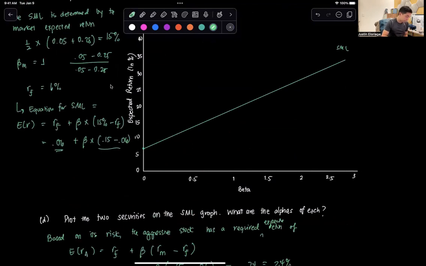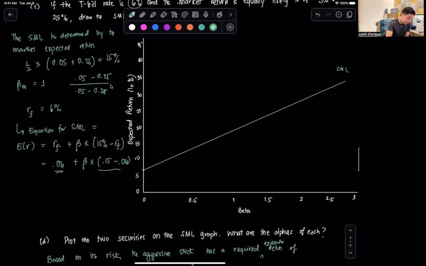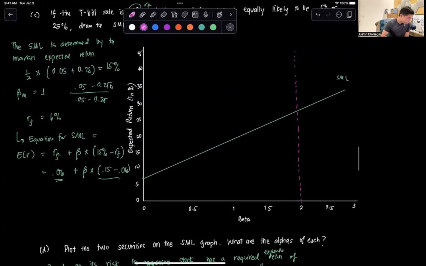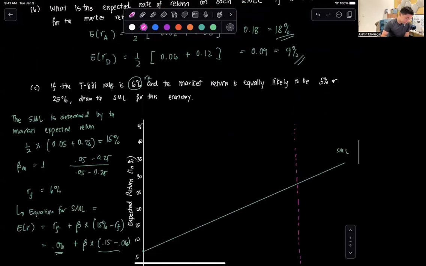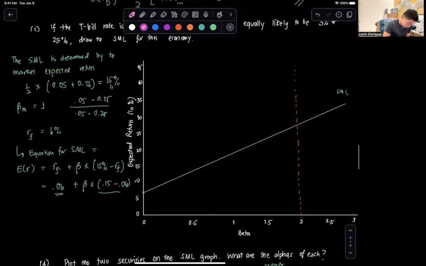So this is quite simple. Notice that the beta of the aggressive security, so let's do that in pink, is equal to 2. So it's going to be somewhere here. That's going to be the beta of the aggressive security. Well, the aggressive security has a beta of 2 and an expected return equal to 18%. So that's going to be somewhere here. So let's call this A, the aggressive security.